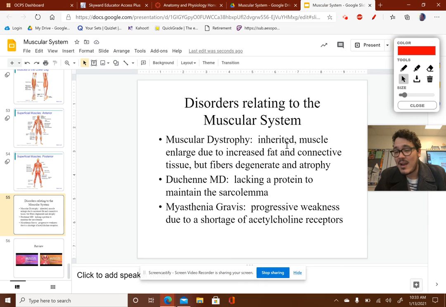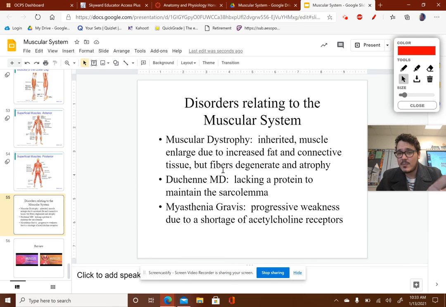Muscular dystrophy is an inherited condition. If I'm not mistaken, it's a sex-linked condition. Muscles enlarge due to increased fat and connective tissue, but the fibers degenerate and atrophy. So the muscles get larger, but unlike normal muscles, when they get larger, they get stronger. This is the opposite. They're getting larger and they're becoming weaker.